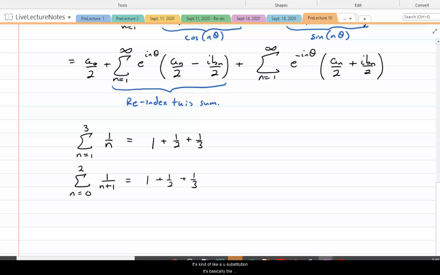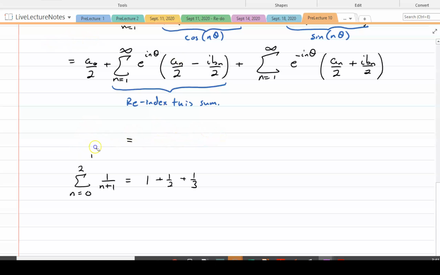It's kind of like a u substitution. Basically, I'm changing this variable into something else, and then to compensate for it, I need to do something to the limits here, right? So as long as I change the variable and the limits in a consistent way, I end up with the same summation. Okay, this is called reindexing the sum. What I'm going to do to reindex this sum is change n to minus n.